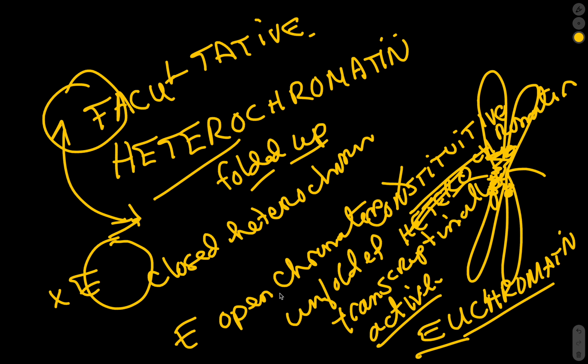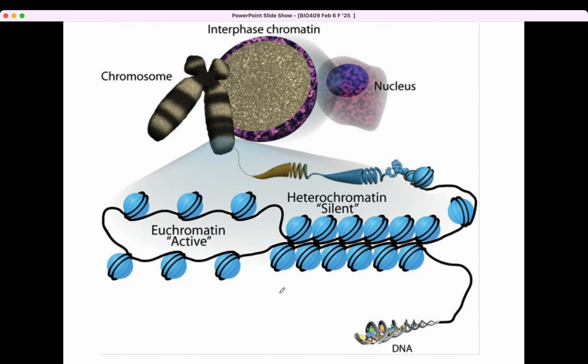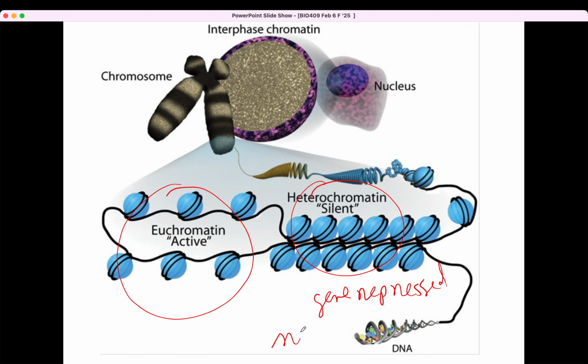So let's go back to here and walk through some of these slides. So here is the closed silent heterochromatin. Here is the active open euchromatin. Gene repressed, no transcription.